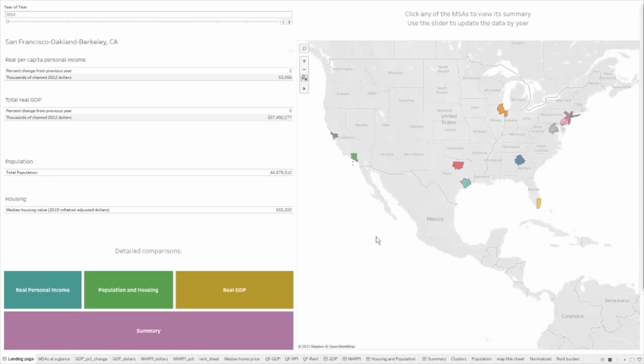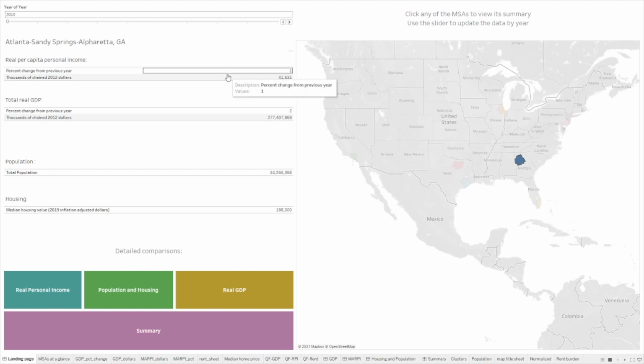Welcome to assignment 3. Let's get started. You can click on any of these MSAs in the map, and these fields on the left will populate with information about that region for the given year. You can use these arrow buttons to step 1 year at a time, forwards or backwards, or you can use the slider to jump ahead many years, and the fields will update when you let go of it.